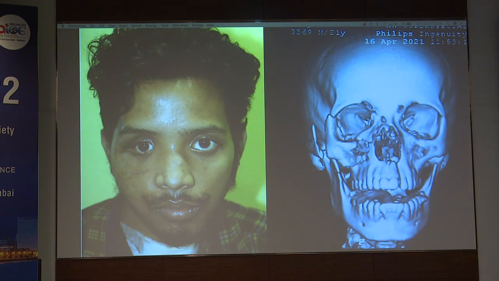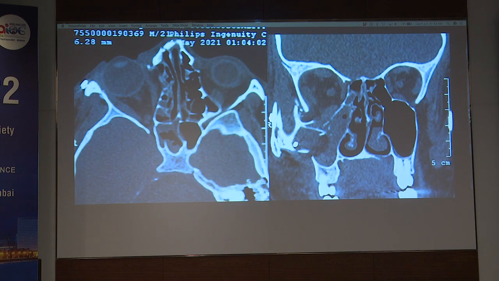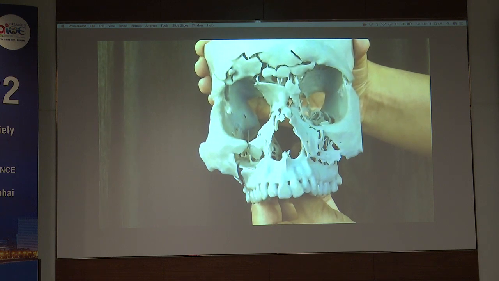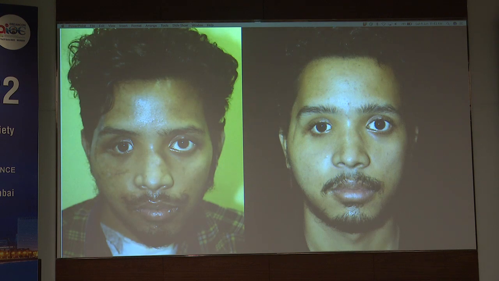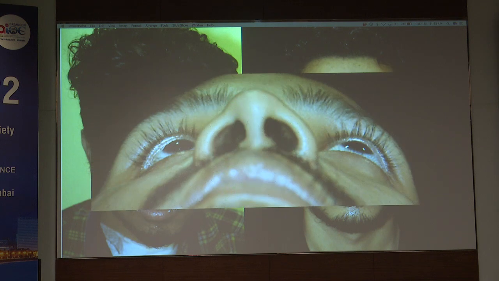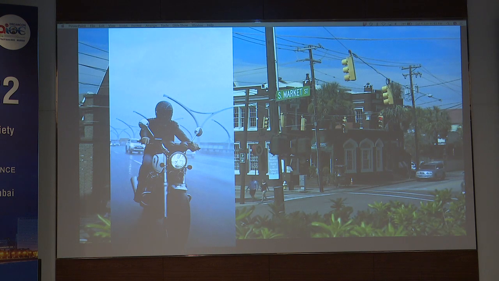This is very sad. He is an engineer by profession, he had a road traffic accident, and you can see the whole of the zygoma has come out. So here also we had to do 3D printing, and along with the 3D printing, you get adequate correction, and I had also done a traumatic optic neuropathy decompression where I could salvage the vision of the patient and also correct the enophthalmos.